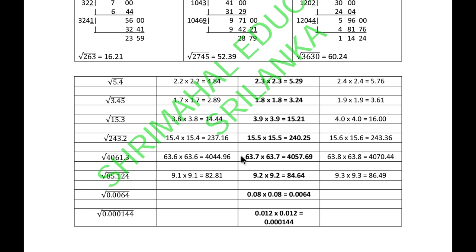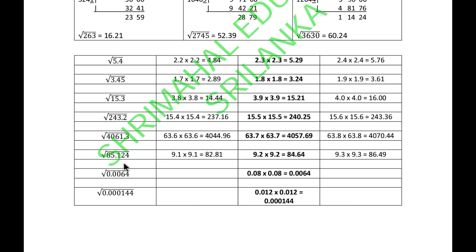Okay. Next one, root 85.124. So that is 9.1 times 9.1. That is again 82.81. 9.2 into 9.2. Okay. So then 84.64. 9.3 times 9.3, that's 86.49. So closer one is 84.64. So you can see the root of 85.124 is 9.2.